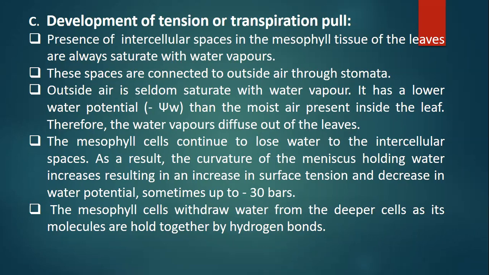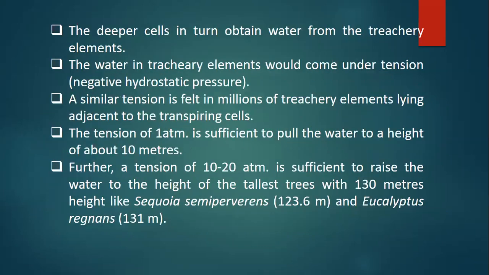The mesophyll cells withdraw water from the deeper cells as its molecules are held together by hydrogen bonds. The deeper cells in turn obtain water from the trachea elements. The water in trachea elements comes under tension, which is known as negative hydrostatic pressure. A similar tension is felt in millions of trachea elements lying adjacent to the transpiring cells. The tension of 1 atmosphere is sufficient to pull the water to a height of about 10 meters.